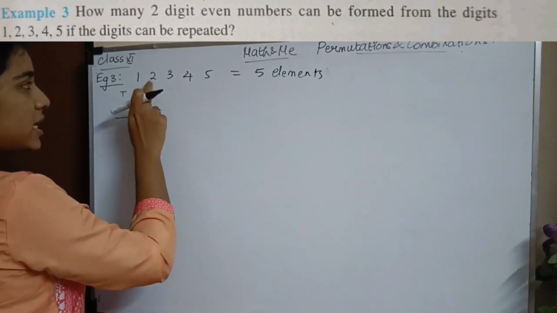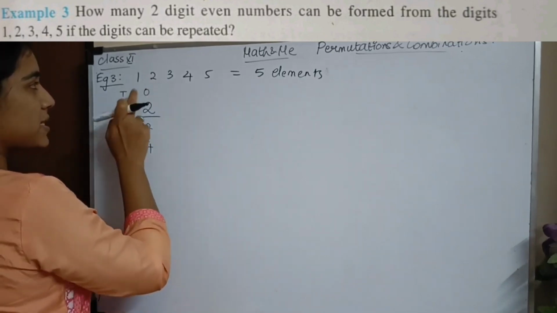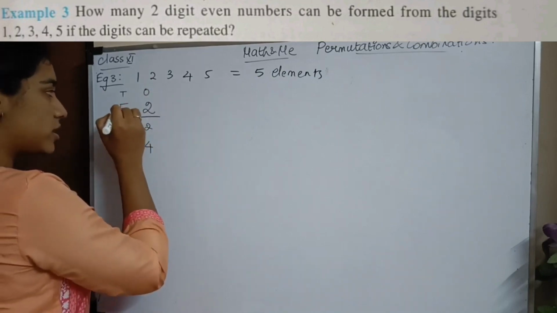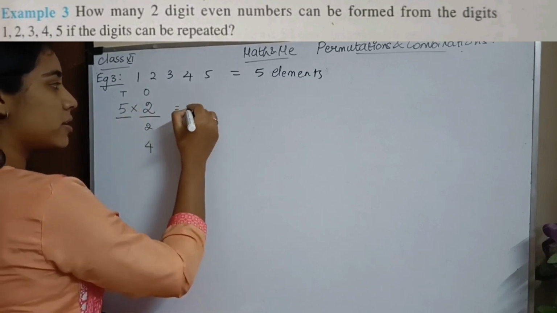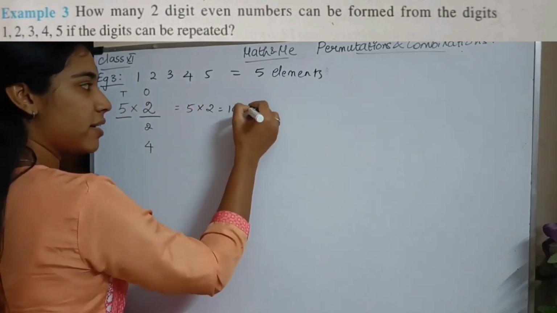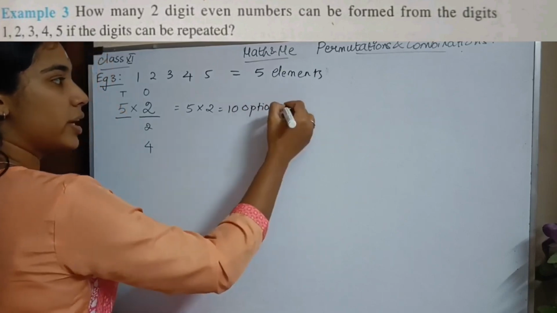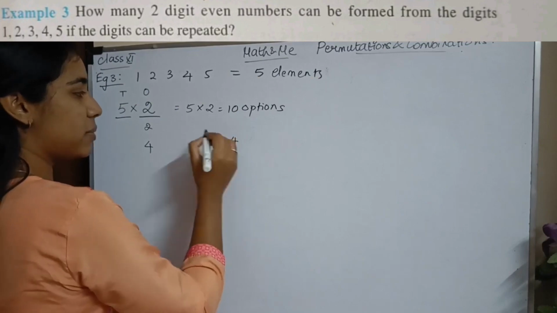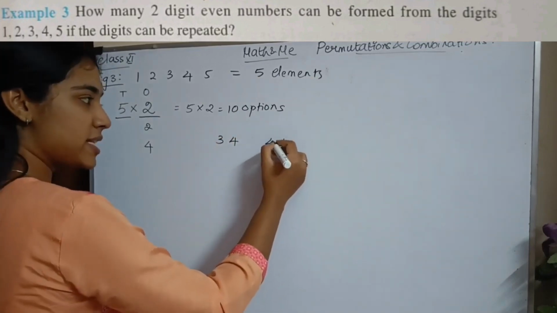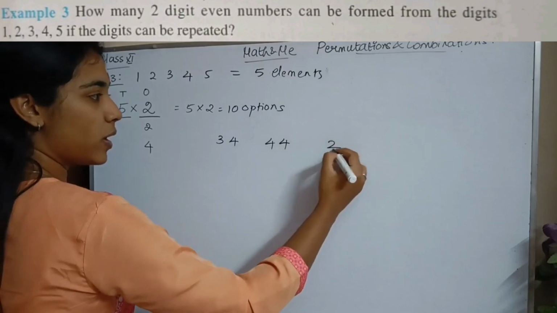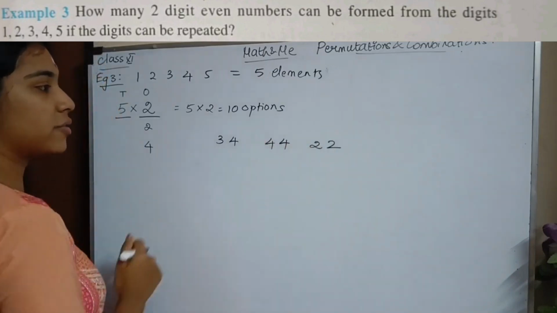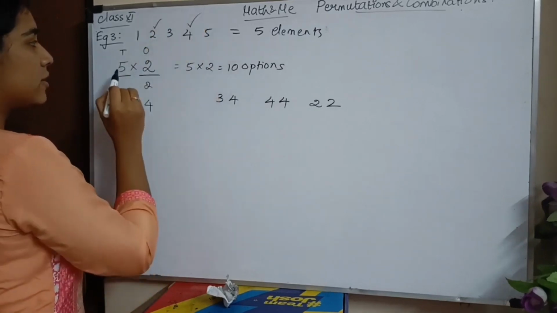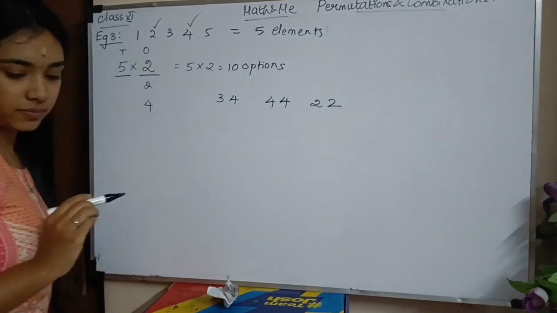So in the ones place I only have 2 options. But for the tens place I have 1, 2, 3, 4, 5 options. Correct? I want both the tens place and the ones place. So it will be 5 times 2, which means I'll have 10 options. So what are the possibilities? If the ones place is 4, the tens place can be a 3. If the ones place is 4, the tens place can be a 4. If the ones place is 2, the tens place can be a 2. So these are the different options that you can have. First, the ones place has only 2 options, 2 and 4. For the tens place I have 5 options.